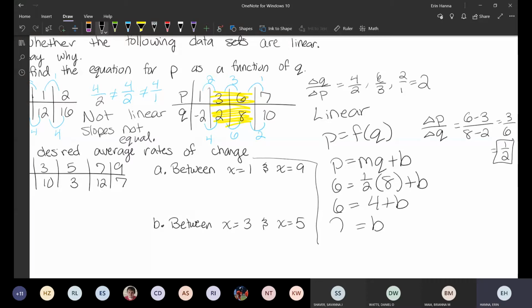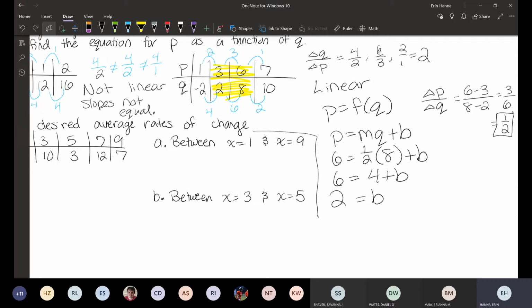So B is 2. And then, of course, you need to actually write the equation out. So P equals 1/2 Q plus 2. I know I threw a little trick in there, kind of last minute.